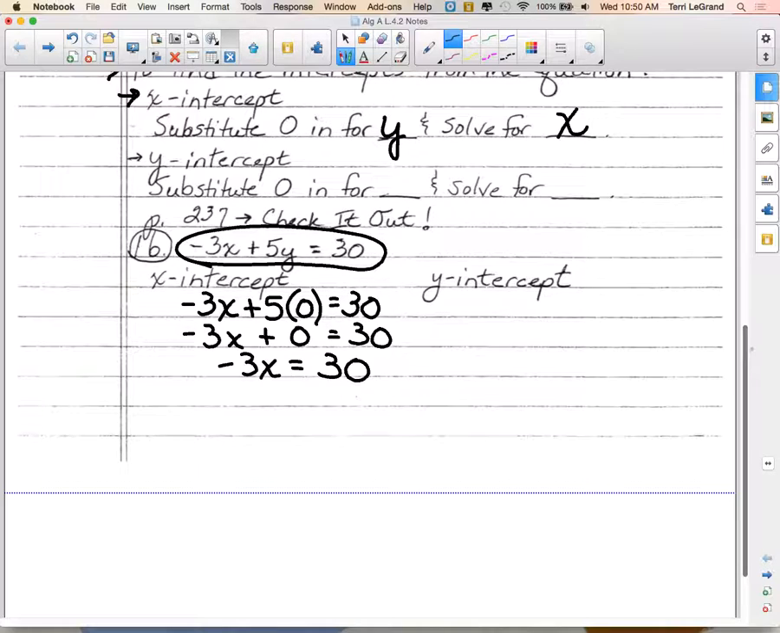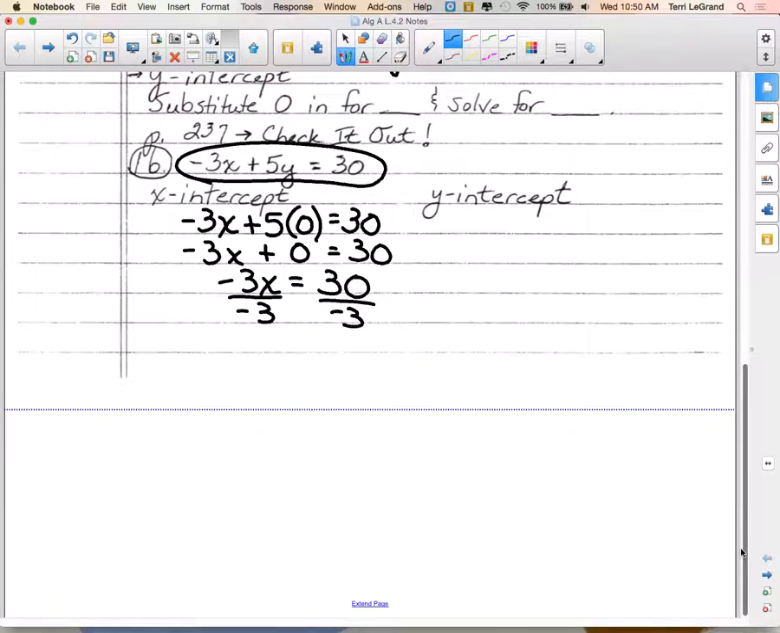What's our final step here? Divide both sides by negative 3. Okay. And we should have our x-intercept. Our x-intercept is negative 10.